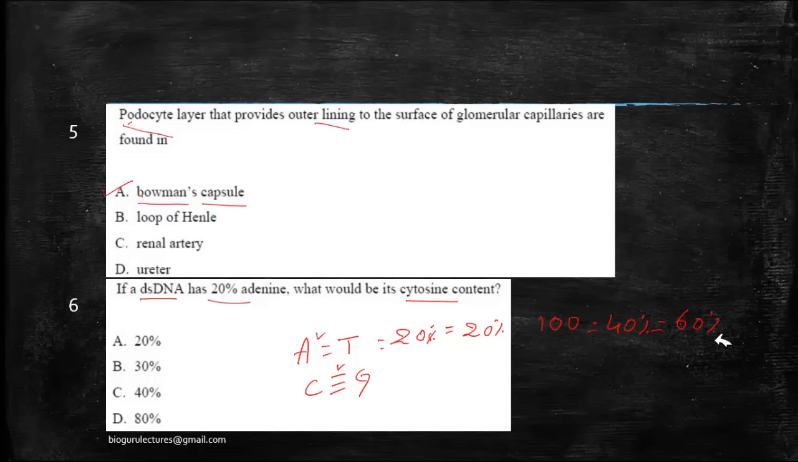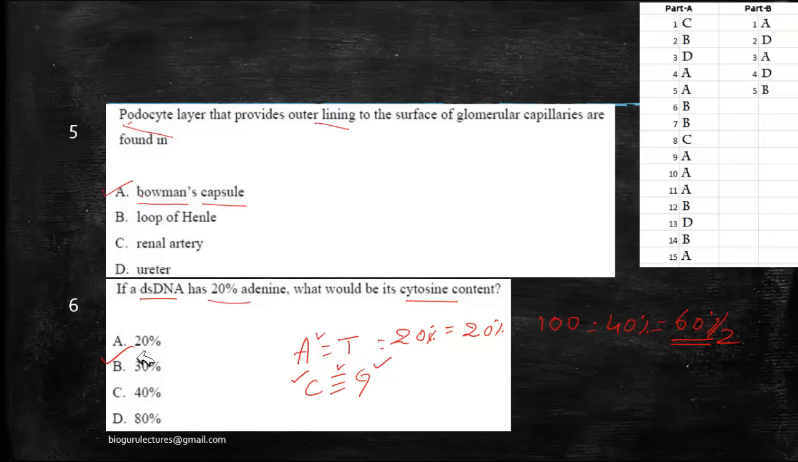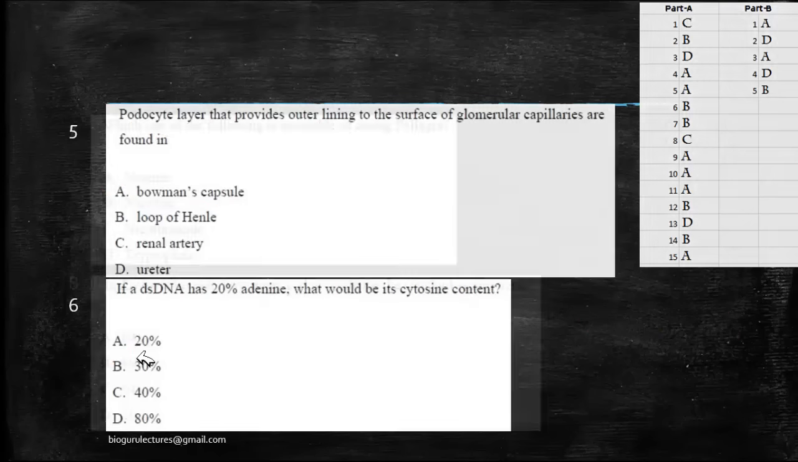60% is left. Among this 60%, we know again that cytosine and guanine have equal proportions. So simply divide by 2 and you'll get 30% and 30%. So the answer will be B. It's an easy level question. Both of these are easy ones. I think you can refer to the key.